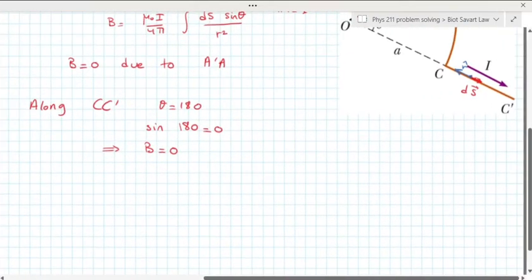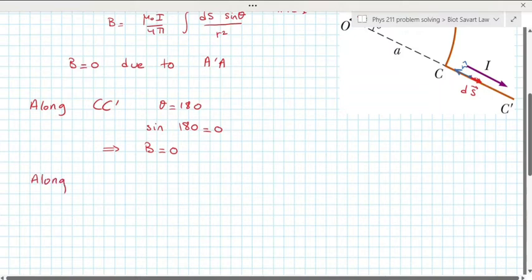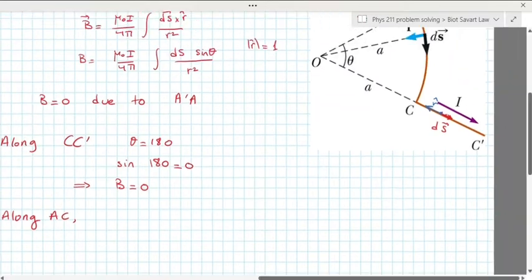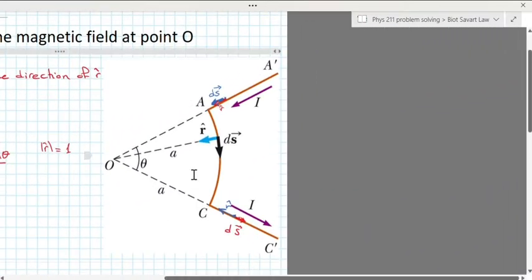So along AC, if I actually draw the direction of ds, it's already shown here in the figure. ds follows the direction of the current, which you can see goes from A prime to A, so it will go from A to C, and thus this is the direction of ds. And if I draw r, which is the unit vector joining the infinitesimal current location and the point of interest, r is along this direction.